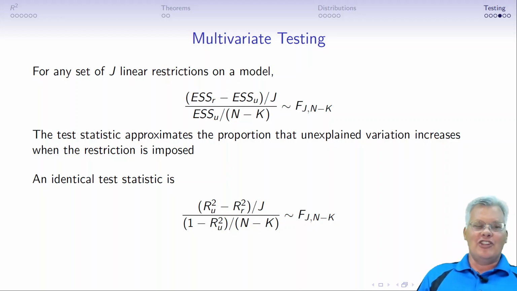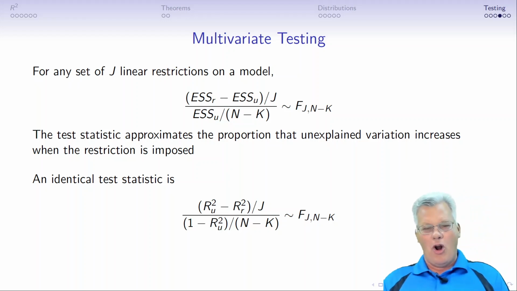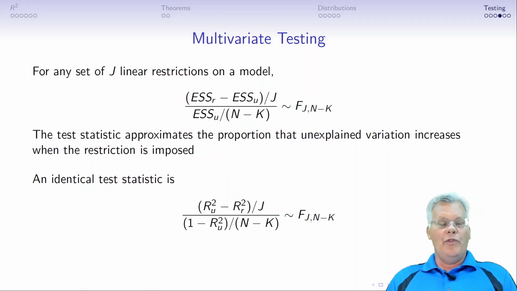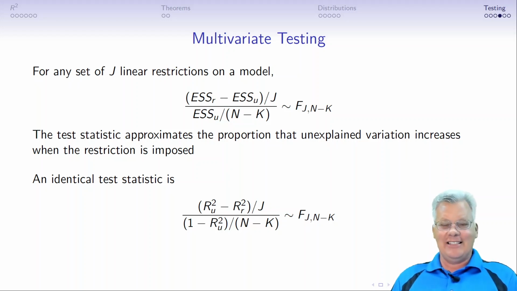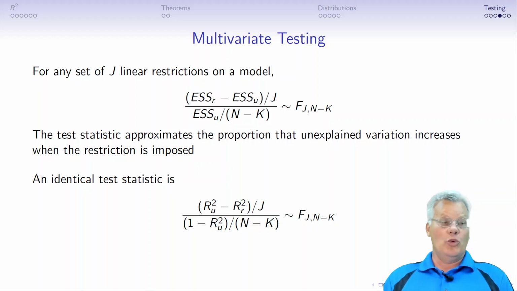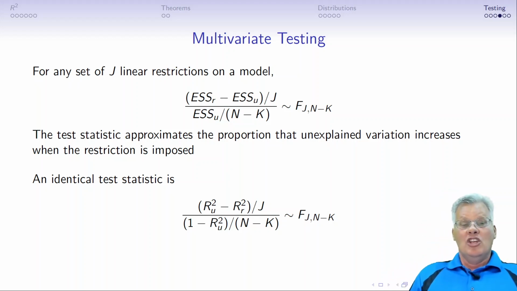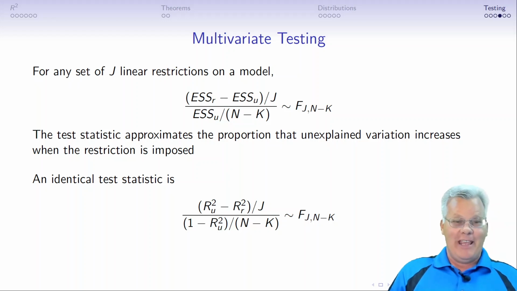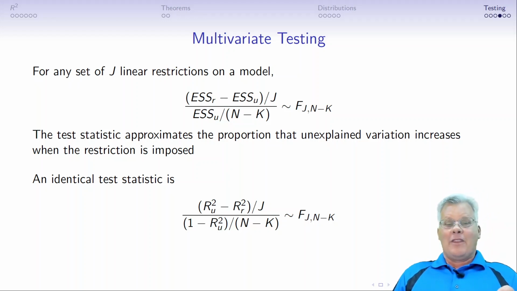I think this is another test. This is another homework problem. You can show that this second test statistic based off r squared is numerically identical to the one constructed with unexplained variation. So this identical alternate explanation asks, by how much does r squared fall when I impose this set of multivariate restrictions, right?